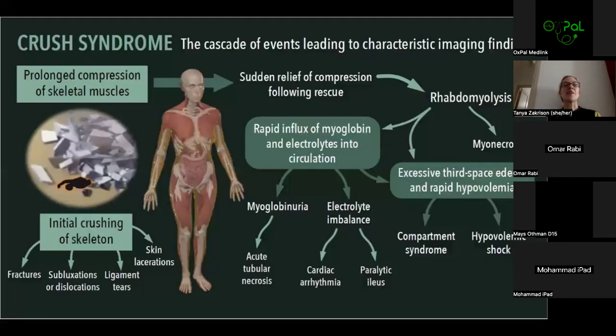So basically, crush syndrome overall looks something like this: you have prolonged compression of skeletal muscles, and then you remove whatever is impinging on the legs or the arms or the torso. Then you have a wave of electrolytes going back into circulation and causing a lot of imbalances, especially cardiac arrhythmias, hypovolemic shock, and things that will be life-threatening. Not immediately, like within the first minutes, the way blood loss can be, but after hours to days for sure.